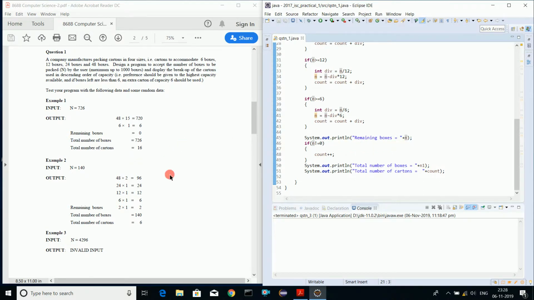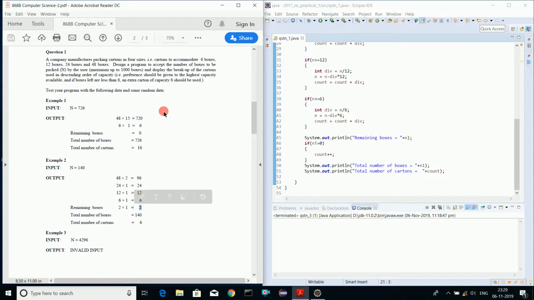Now see, in the second example, in case of 140 we have a remainder of 2, and the minimum capacity of a carton is 6, so 2 can't be allocated on its own, and it also says that the 2 will be given a carton of capacity 6. So if everything else is left, any number below 6 will just increase the total number of cartons by 1. That is, we are allocating this number of left boxes to a carton capacity of 6. Okay, I'll just print the given result.